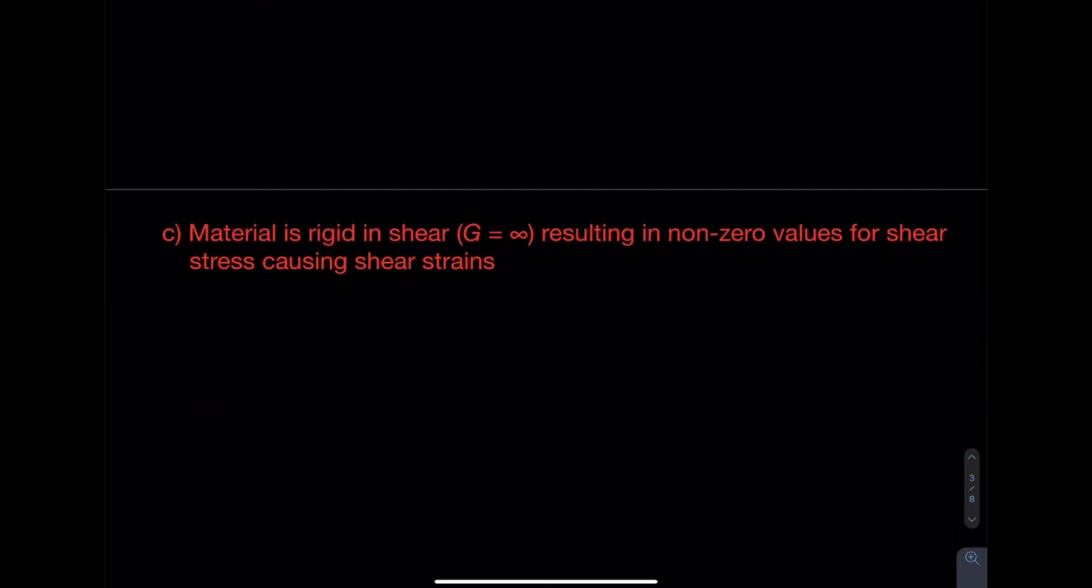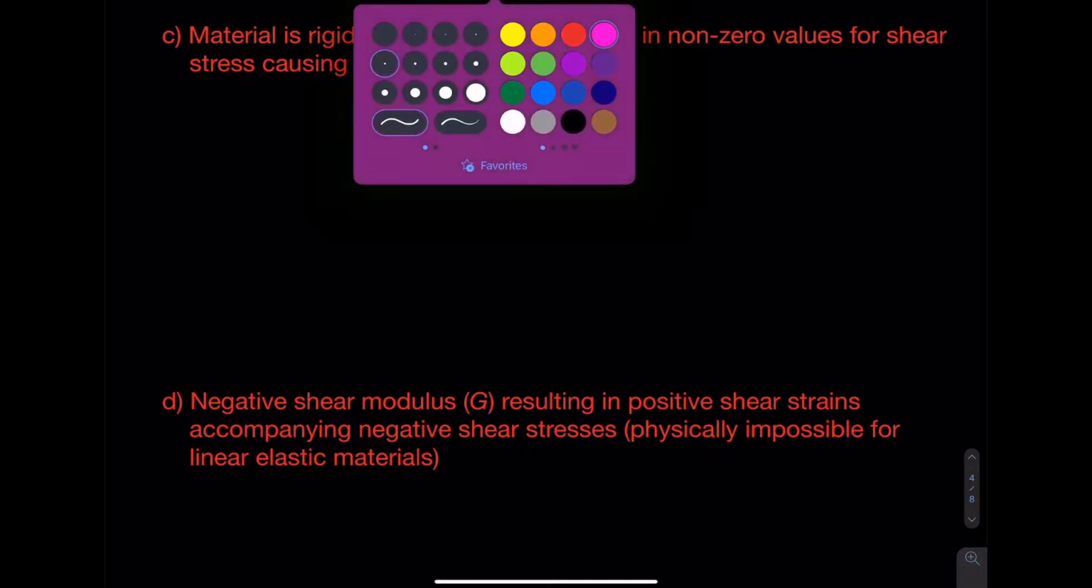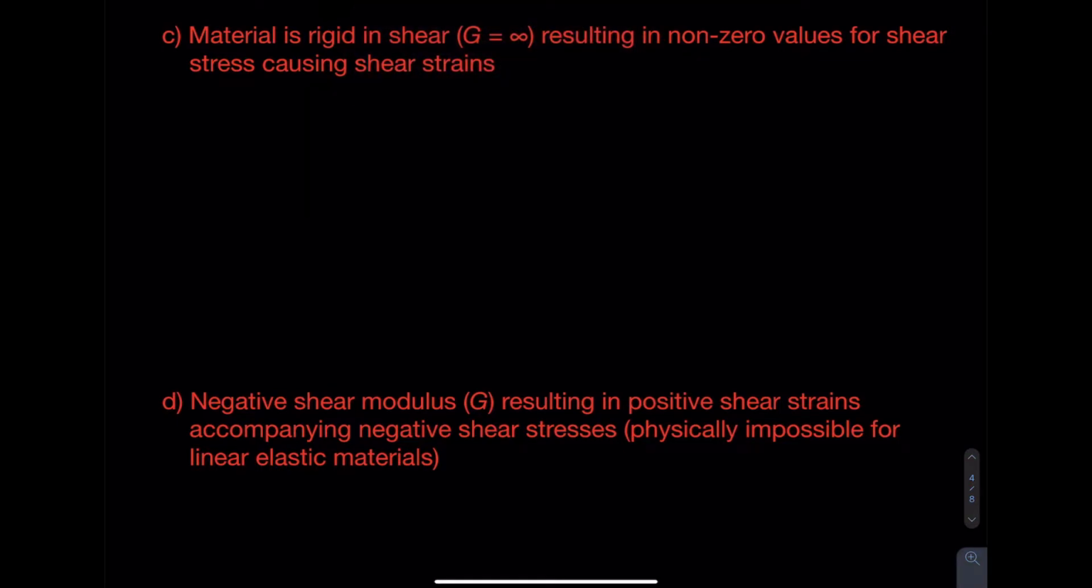Let's go down to the next case, which starts talking about the shear modulus. So the first one, and I'll switch back to pink, is a material is rigid in shear. Therefore, our shear modulus G is equal to infinity, and this results in non-zero values for shear stresses causing shear strains. So how are we going to derive this one? Well, again, we look at the formula for our shear modulus. G is equal to E on the top, and on the bottom I'm going to have 2 times 1 plus V. And we're solving this where this is equal to infinity.